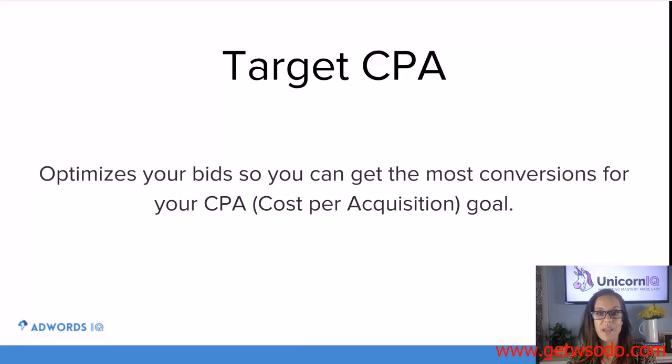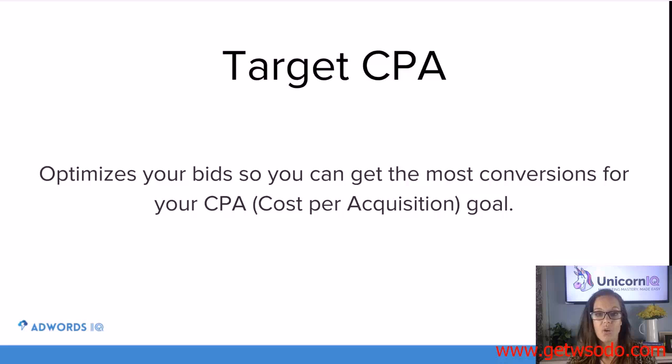So first of all, we have Target CPA. Now, this used to actually be called Conversion Optimizer, so you may have heard that term before. But Target CPA just basically optimizes your bids so that you can get the most conversions for your cost per acquisition goal. So let me just give you an example.